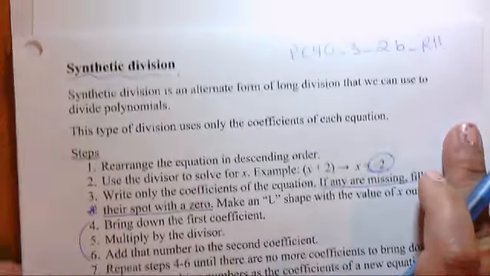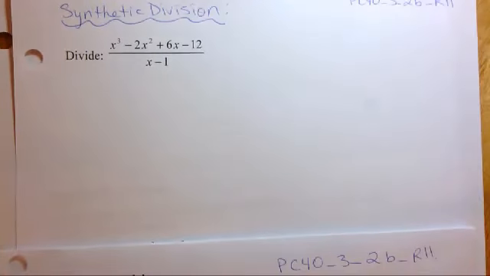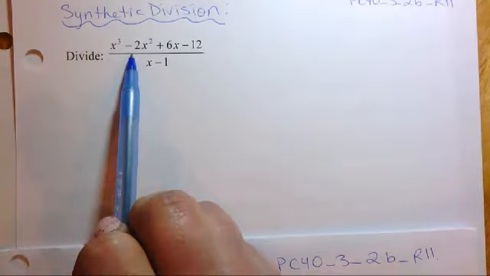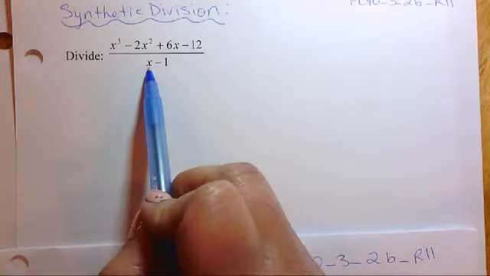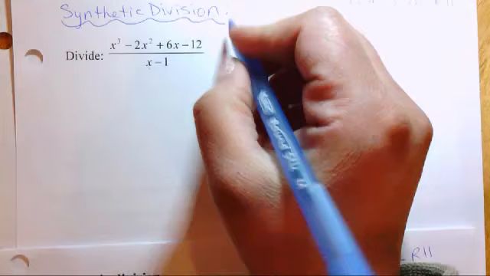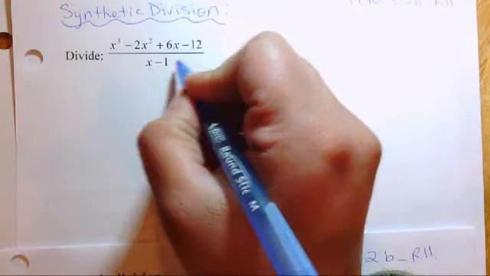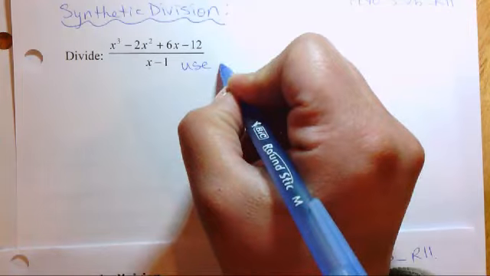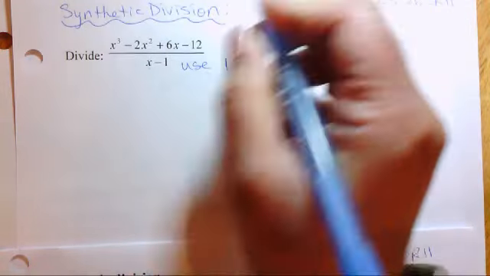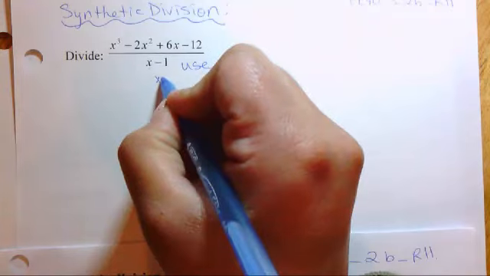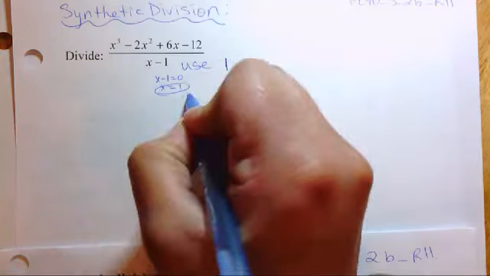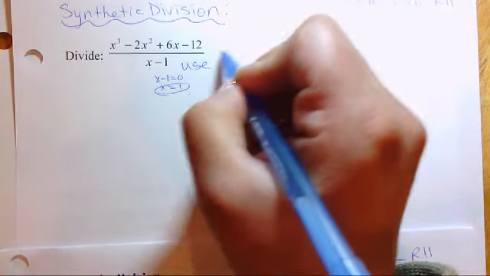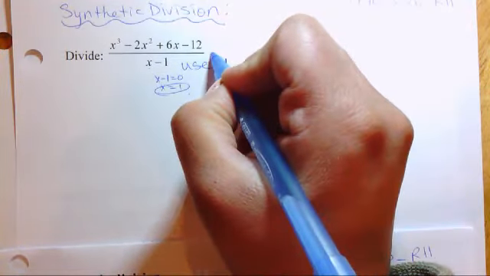Okay, so let's have a look at this first example here. It is x cubed minus 2x squared plus 6x minus 12, and it's going to be divided by x minus 1. So since we have x minus 1, we're going to use 1. All right, and so this is what you're thinking: x minus 1 equals 0, and then solve for x. So x is equal to 1. That's what you use. So we're going to use 1 as our divisor.